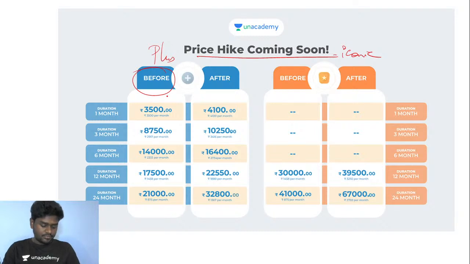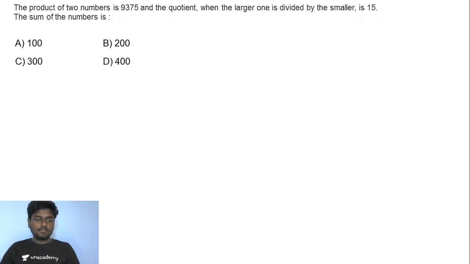Okay, so yes guys, with this short intro, let me quickly jump into the questions part for today's session. That is for the numbers lesson 5. Right, so this is my first question. The product of two numbers is 9,375, and the quotient, when the larger one is divided by the smaller, is 15. You need to find the sum of the numbers.